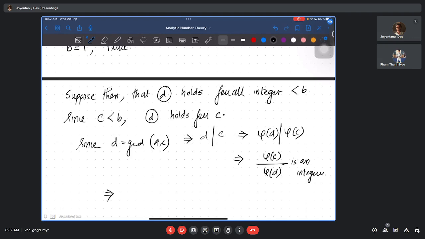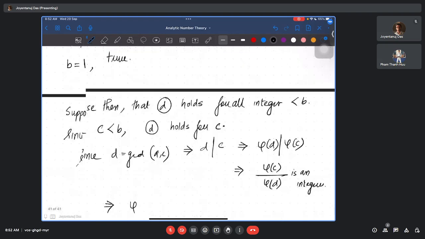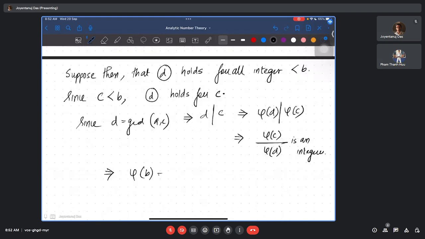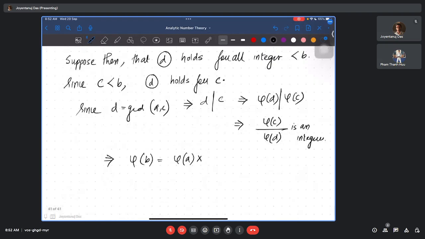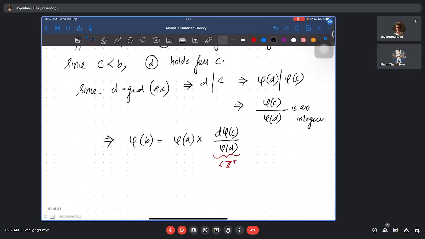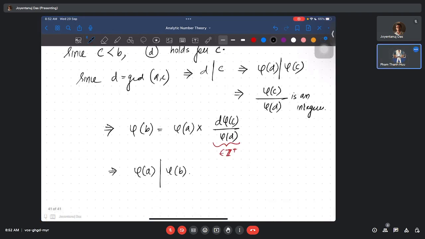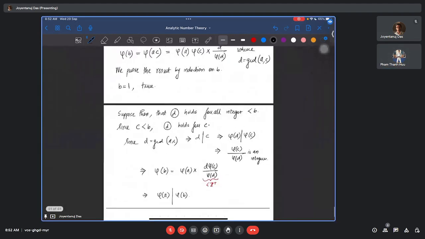So this implies phi of B equals phi of A times phi of C divided by phi of D, and this thing is an integer, right? So from here I can say that phi of A divides phi of B. Right? So now from induction it is true for any B.